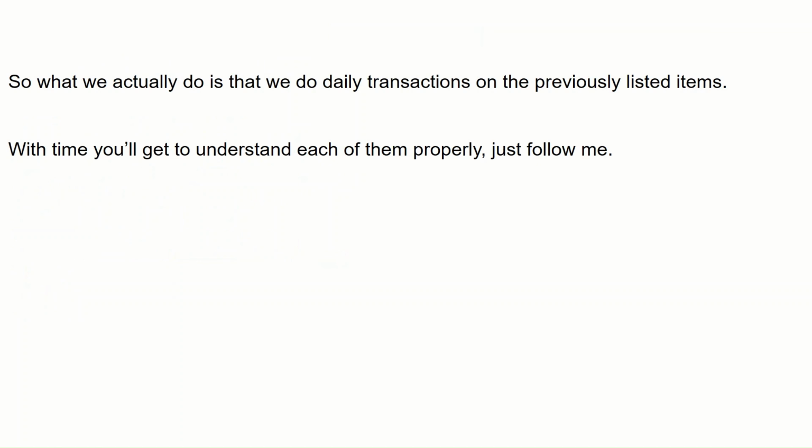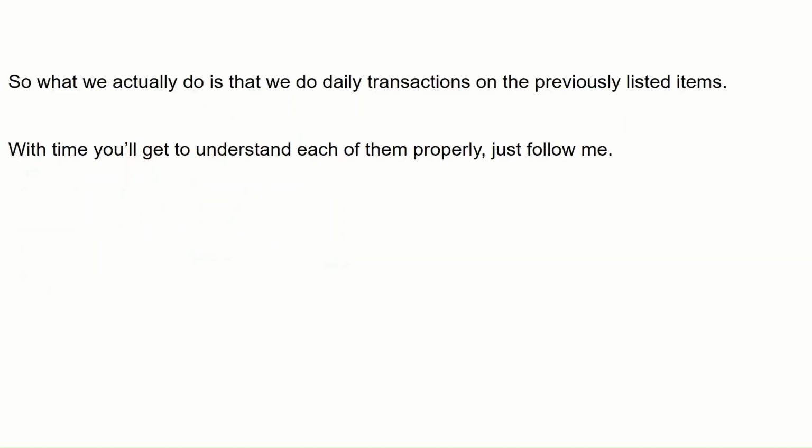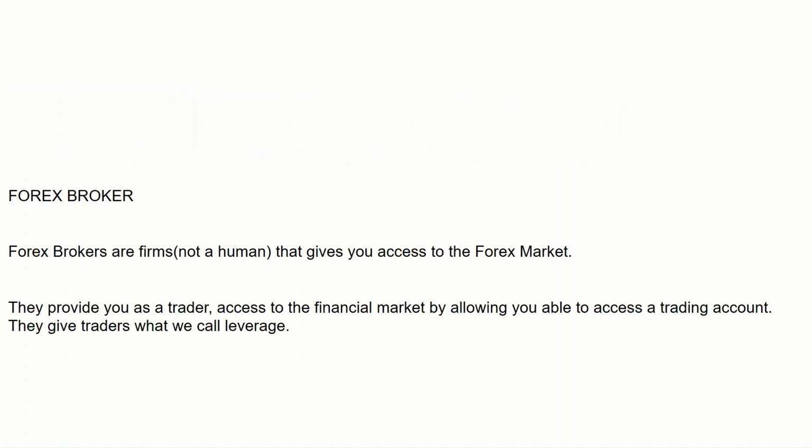So what we actually do is that we do daily transactions on the previously listed items. With time, you get to understand each of them properly. So the pairs I showed you previously, let's say currency pairs like USD JPY, what we do in the Forex market is that we trade them daily. So let's continue.